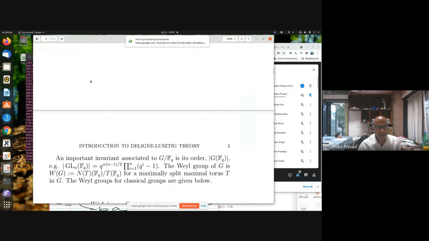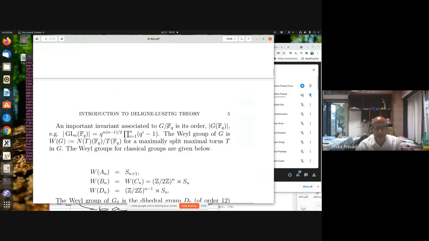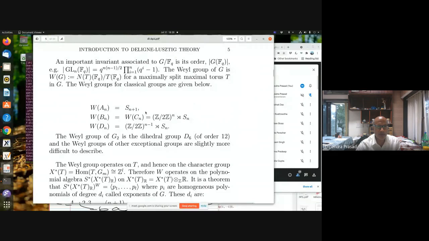For our purposes, an important invariant associated to a finite group is its order. One of the fun exercises that each one of us has done at some stage is counting how many points there are in GL_n(F_q), and there is this well-known formula. The Weyl group of G is the normalizer of T modulo T, and this is another important invariant of a group. The Weyl group is indeed the most important invariant of a reductive group. For groups of type An, it is the symmetric group on n+1 symbols. For Bn and Cn, it is this group, which is also called the hyperoctahedral group. And for Dn, it is a slightly smaller subgroup of this wreath product, or hyperoctahedral group.